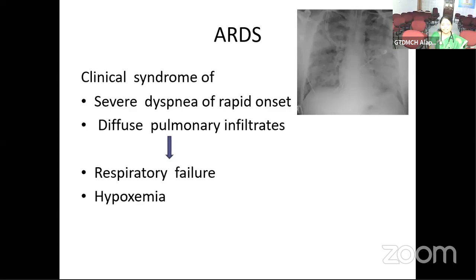So ARDS, we are going to the definition. It's a clinical syndrome of severe dyspnea of rapid onset, and there are diffuse pulmonary infiltrates, which lead to respiratory failure and hypoxemia. So what do you mean by rapid onset?